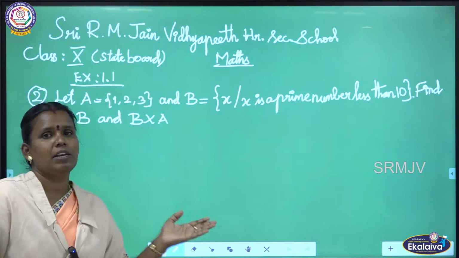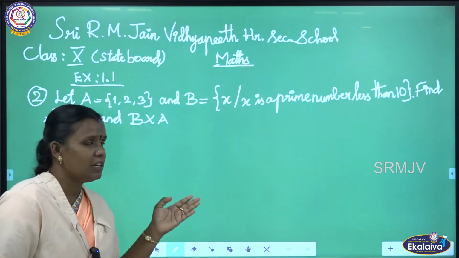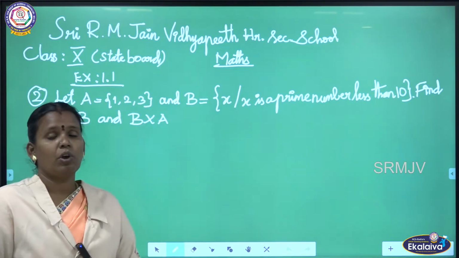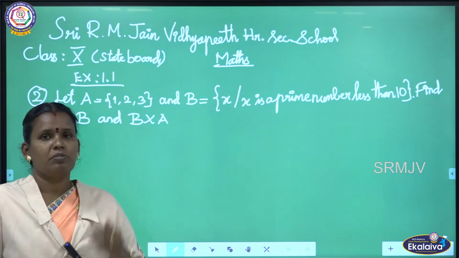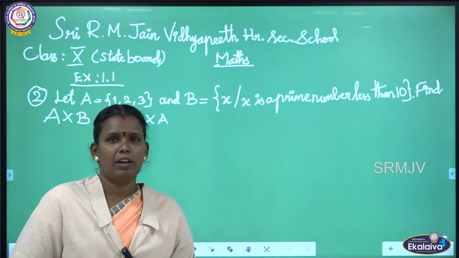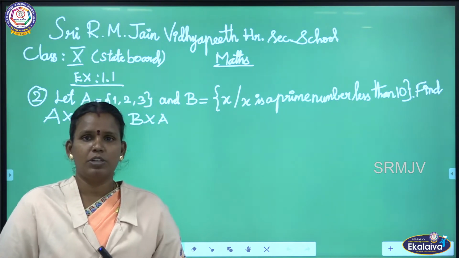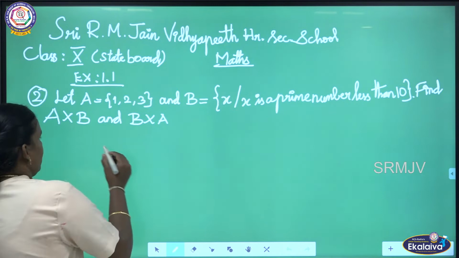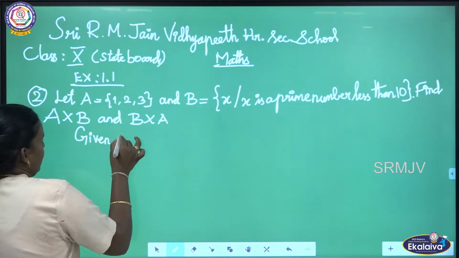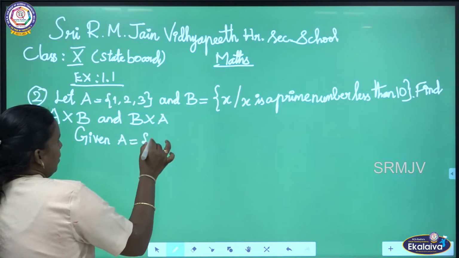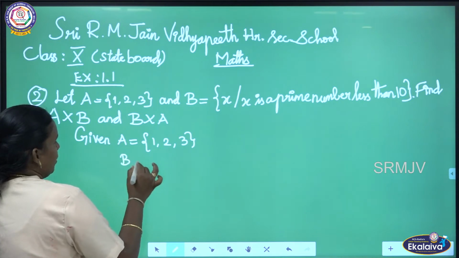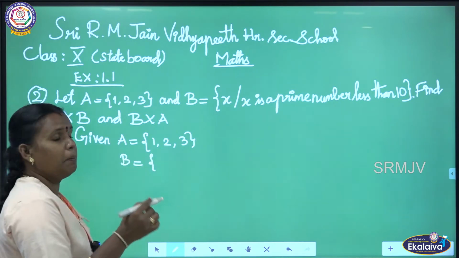Here they gave the A set in roster form and they gave the B set in set builder form. So with the set builder form we can't get the Cartesian product. First we have to change the set builder form into roster form, then only we are able to frame it as a Cartesian product. First I will write the given sets: A set as {1, 2, 3}, B set they gave x such that x is a prime number.